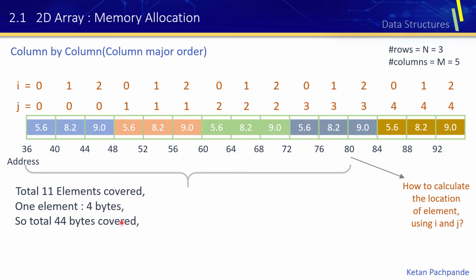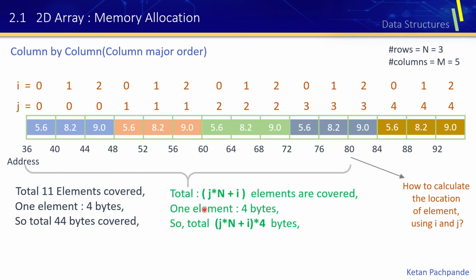So let's get the retrieving formula now. Total 11 elements are covered. Let's assume one element is of size 4 bytes. So 11 into 4, total 44 bytes are covered so far.